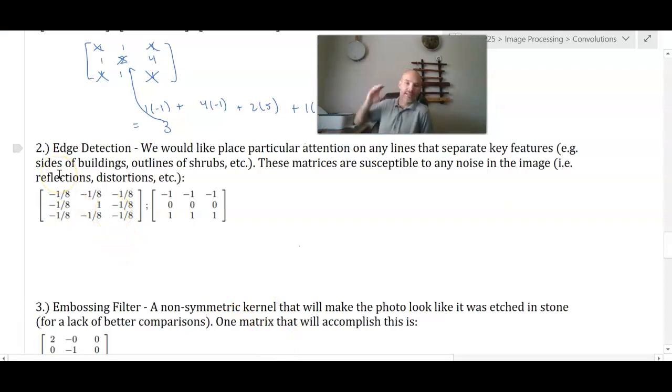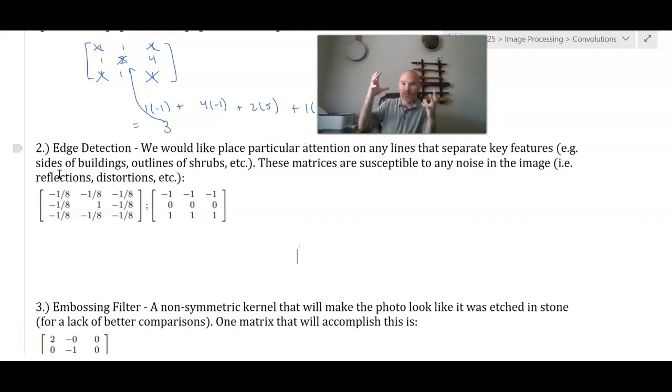Typically, you're not going to want to be using edge detection to make the image look better. You're maybe looking for edge detection so that you could identify faces in the image. So the edge detection algorithm is typically going to be used to extract some features or identify locations of certain features.